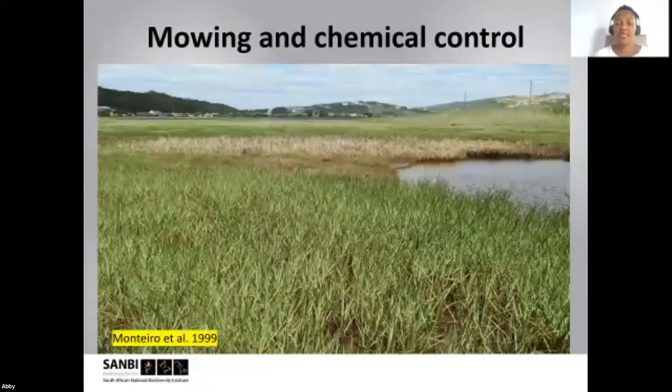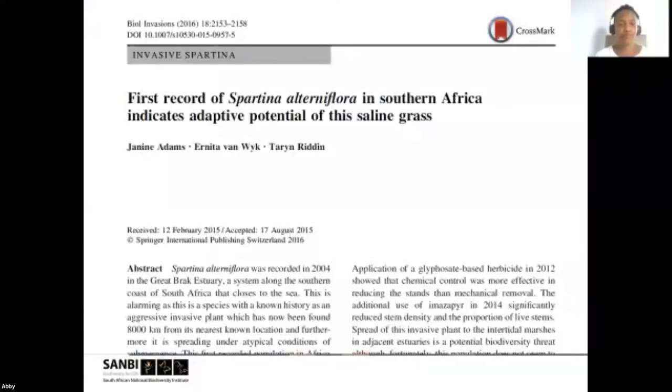So we also tried mowing and immediate stem treatment with herbicide. The area that we see in this picture in the foreground is the area that was mowed and applied with herbicide. And in the background of this picture, the brown patch that you see here is the area that was just foliar sprayed. So already you can see how healthy this one is looking, and then this one is dying. So the mowing was also not effective.